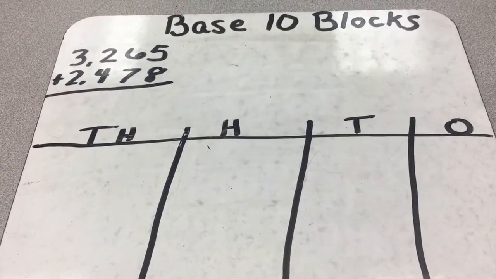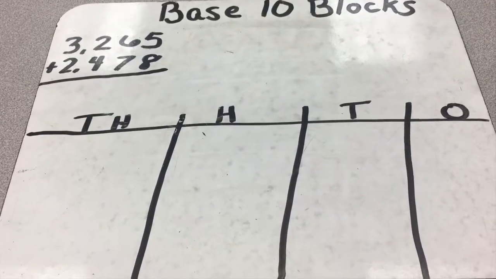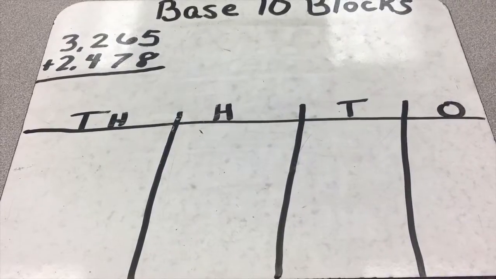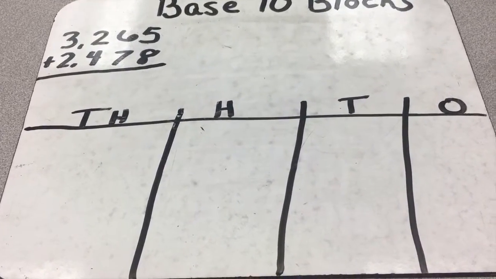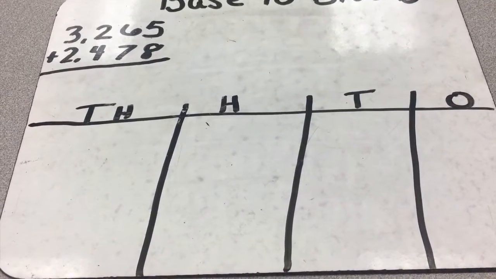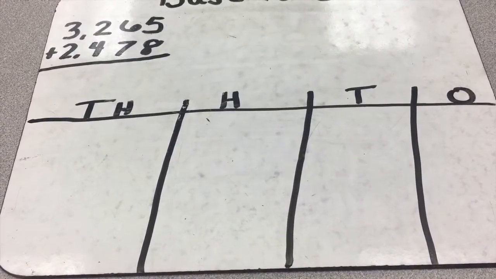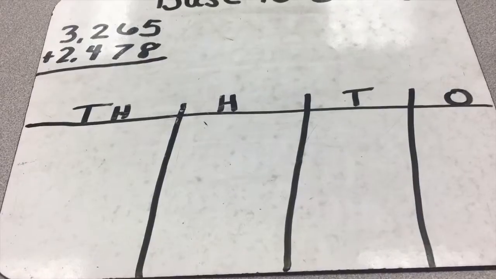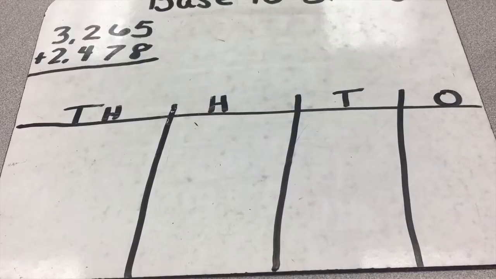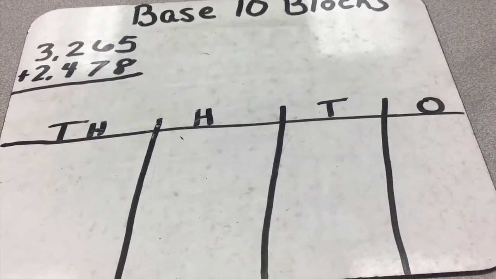The equation we're looking at today is 3,265 plus 2,478. In the first number, we have 3 1,000s, 2 100s, 6 10s, and 5 1s. In the second number, we have 2 1,000s, 4 100s, 7 10s, and 8 1s. So we're going to begin by drawing out the base 10 blocks for these numbers. So in the first number, I have 3 1,000s.